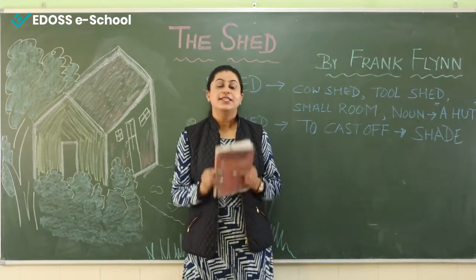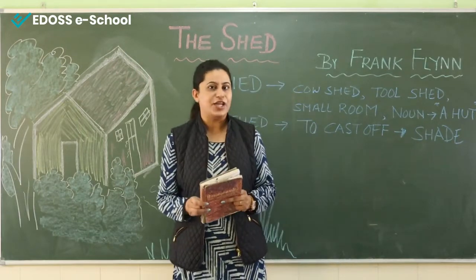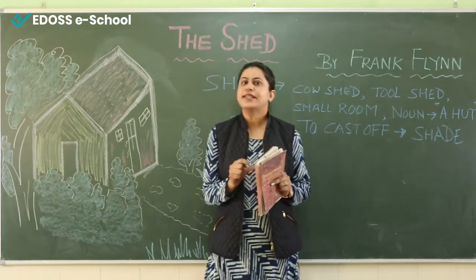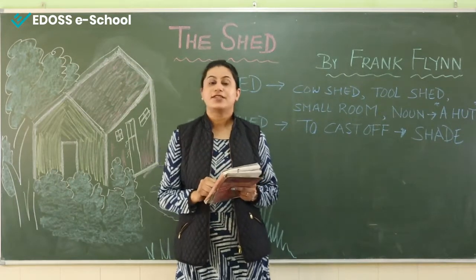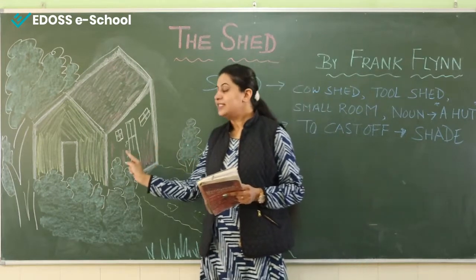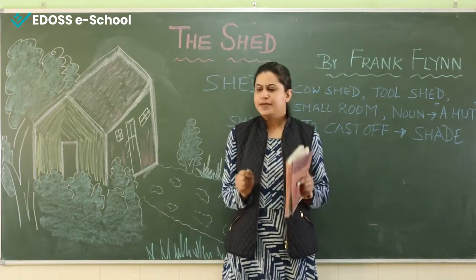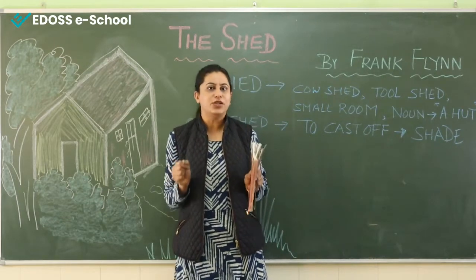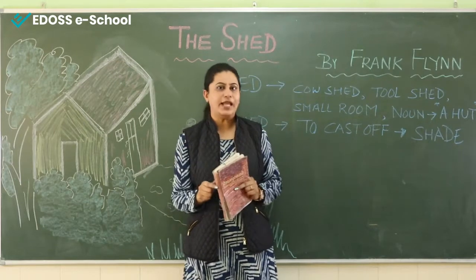First of all, the speaker of this poem is a small child. The speaker is actually the poet. In his young age, he is describing that there is a shed located at the bottom of the garden. That means this shed, this room, is not attached to the house. It is a little bit far away from the main house.